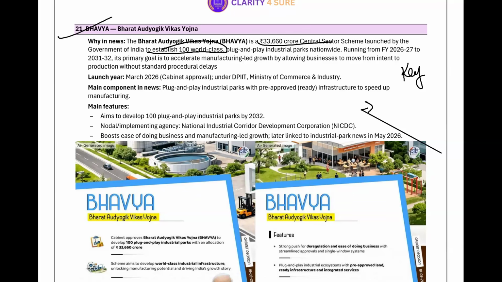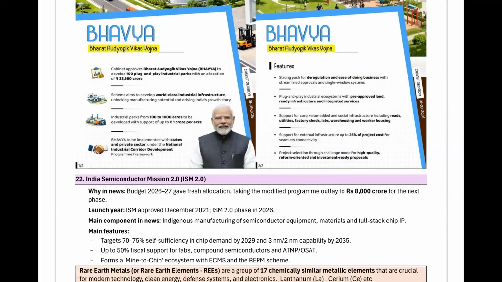And one more important point: it is implemented through what? NICDC. Implemented through whom? The nodal implementing agency is the National Industry Corridor Development Corporation, that is NICDC. Are you all getting my point? Okay. Launch year March 2026. Cabinet approval under DPIIT, Ministry of Commerce and Industry. Also remember, it is planned from financial year 2026 to financial year 31-32. That is the only thing you have to remember for this scheme. Now, from 21 to 28, the 21st under manufacturing, electronics and industry I have covered.